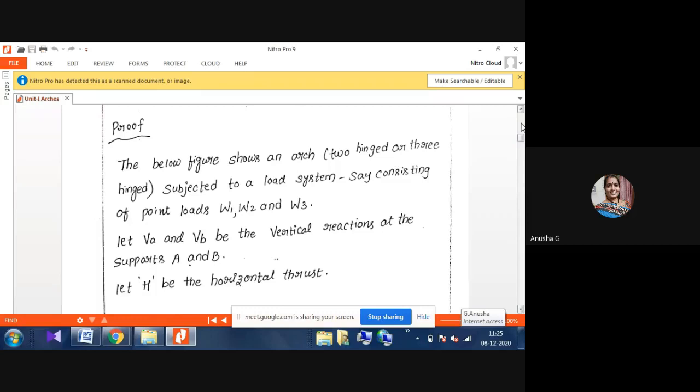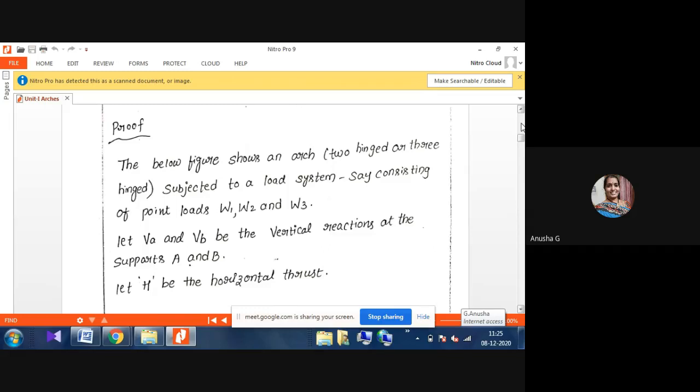The figure shows a two-hinged arch and a three-hinged arch. For both, Eddy's theorem will be the same. We are considering three loads acting, W1, W2, W3, like that. Whenever loads act simultaneously on an arch or beam, there will be vertical reactions at the supports.